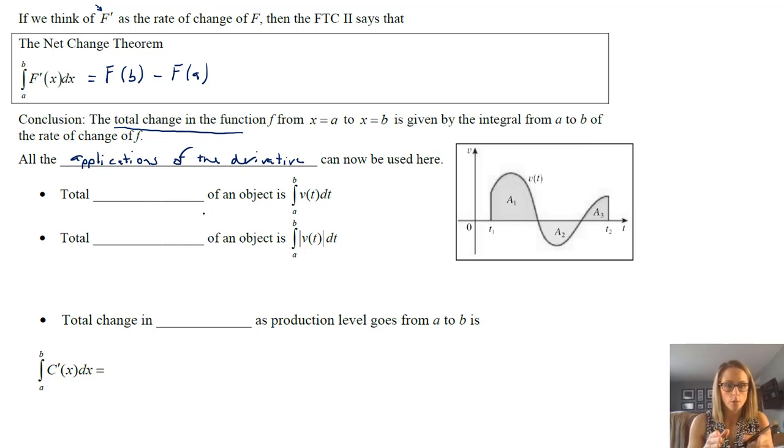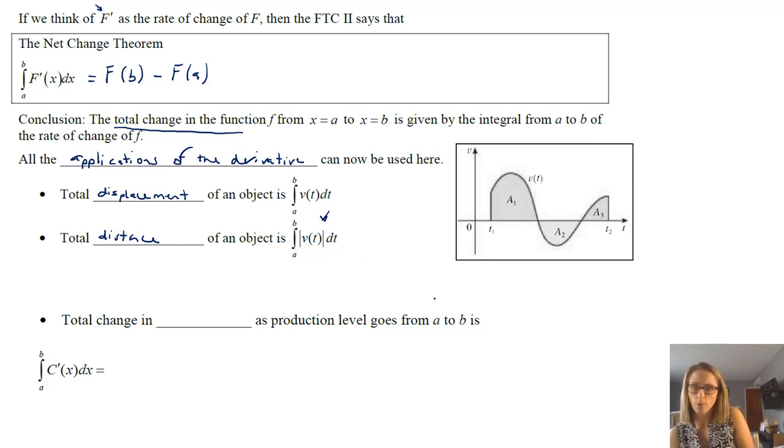If you are going to take the integral of the velocity from a to b, what that is called is total displacement. Whereas notice the very small difference here in the second one, you can see that there's absolute value symbols on each side of that velocity. This would give you total distance. And those two things are different.